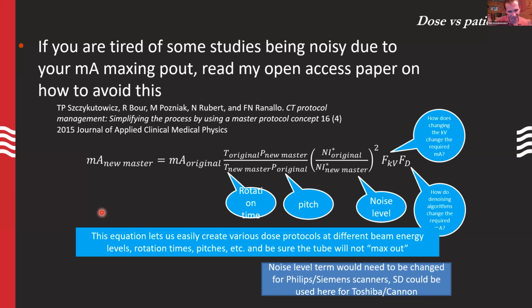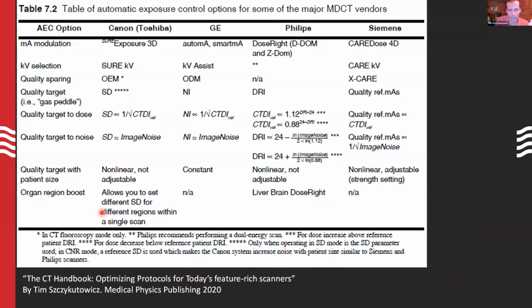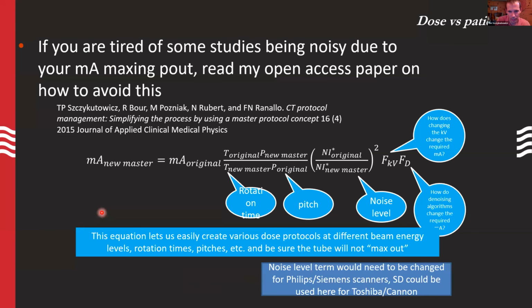I realize I might have lost a lot of folks on this, but this is an open access paper, or you can reach out to me if you want to be more prospective about this. You can do it this way, where you scan some patients and you have some problems, and then you make adjustments from there. But there is a better way, and that is just doing a little bit of prospective analysis. It looks kind of more complicated than it is.